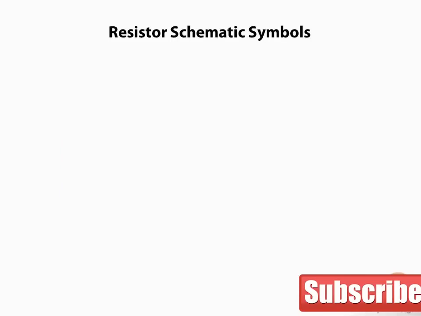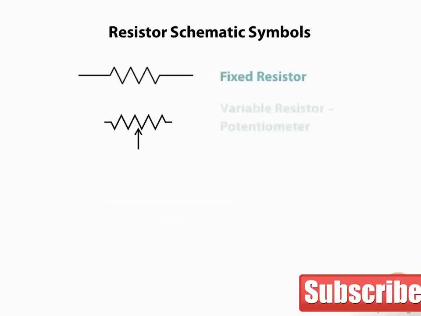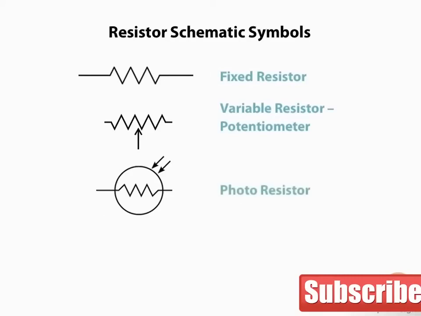Resistors are shown in schematics in various ways. Some of the following are common schematic symbols. This symbol shows a fixed resistor. This symbol shows a variable resistor, or what we would also call a potentiometer. Note that it has 3 leads. The next symbol shows a photoresistor, or a resistor that changes its value with light.